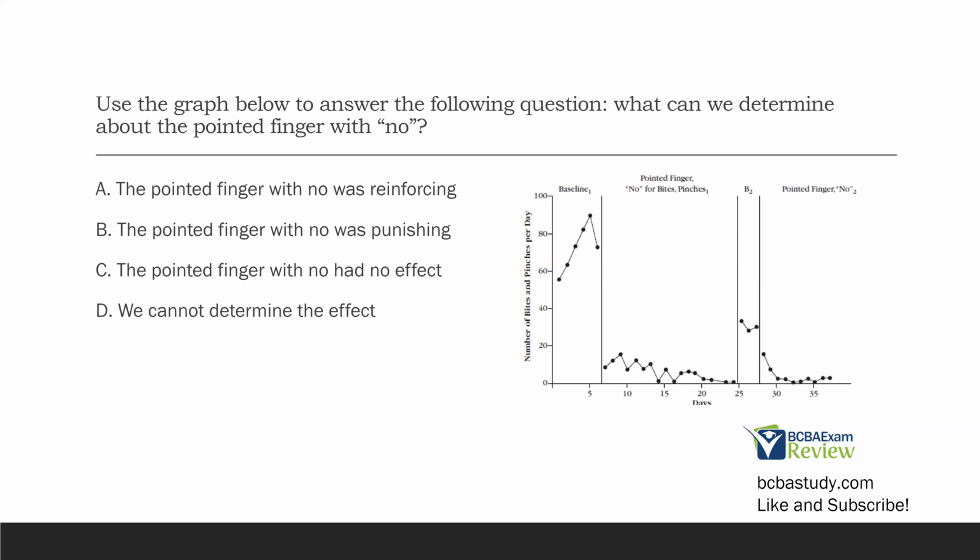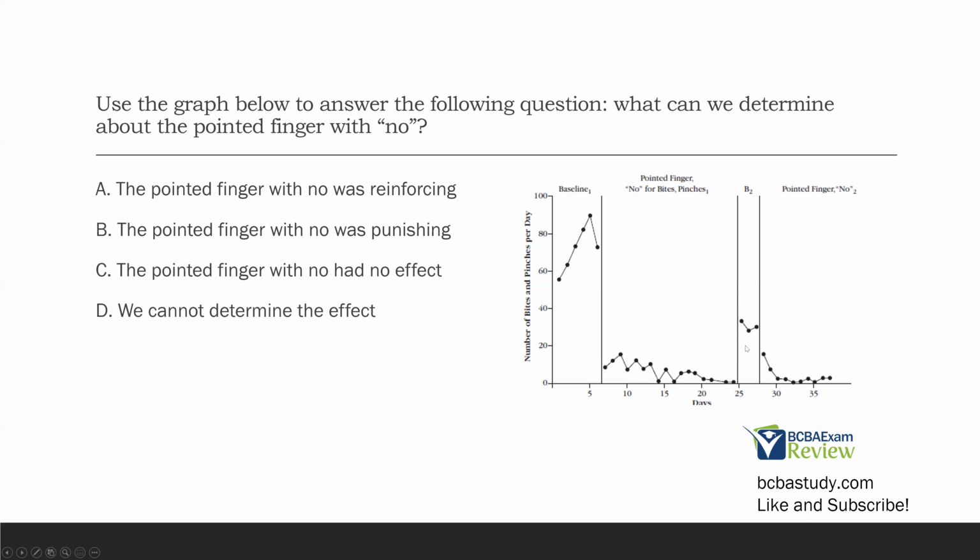So what can we determine about this pointed finger with no? Would you say the pointed finger with no is reinforcing? Of course not, right? Because when we implement the pointed finger with no, what happens to the behavior? Well, it decreases. Can you say the pointed finger with no is punishing? You actually can. And why is that? Well, because we reversed this design, right? We withdrew the treatment. You can say the pointed finger with no is punishing. We can say we have functional control.